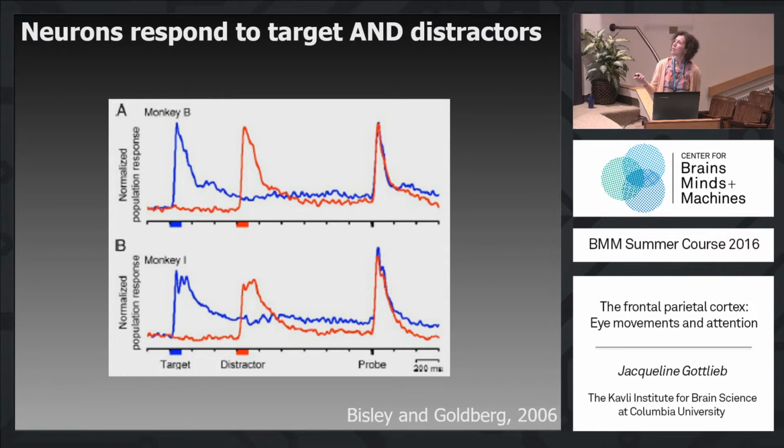But this is transient, right? You can see that as if attention is drawn to the distractor, but by this time, again, the influence of the distractor goes down and the target again dominates. So as if attention is drawn to the distractor and then comes back to the target.